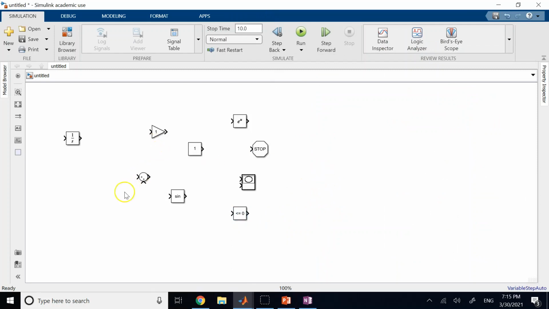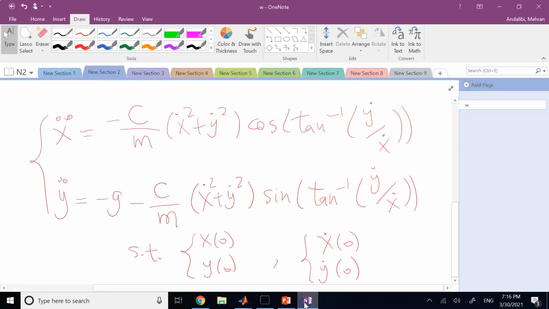So I need 4 integrators, 2 for X double dot and 2 for Y double dot. So let's make 4 of these. Now, if you look here, this is another constant. This is another constant, so we can call it K. And then we can simulate this motion.